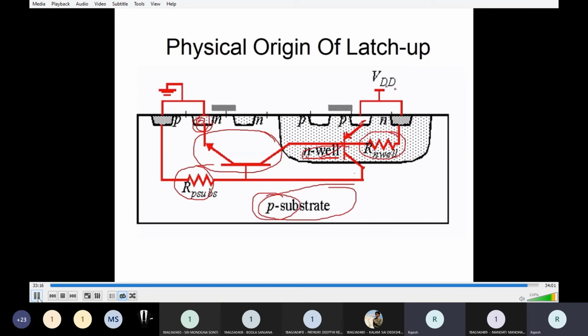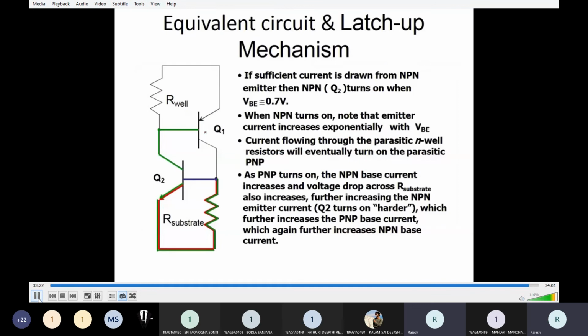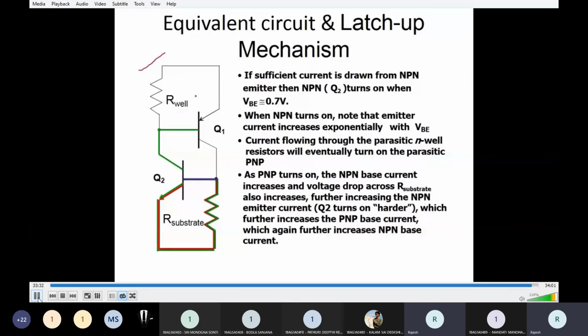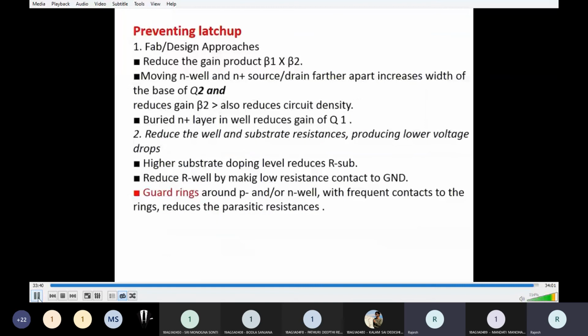If we draw this circuit separately, then this is the circuit. Nothing is different; here we have drawn it in red color now. That circuit I have drawn here separately, and then you will get this structure. Due to this circuit, a voltage drop occurs. To overcome this, we have to use certain techniques.